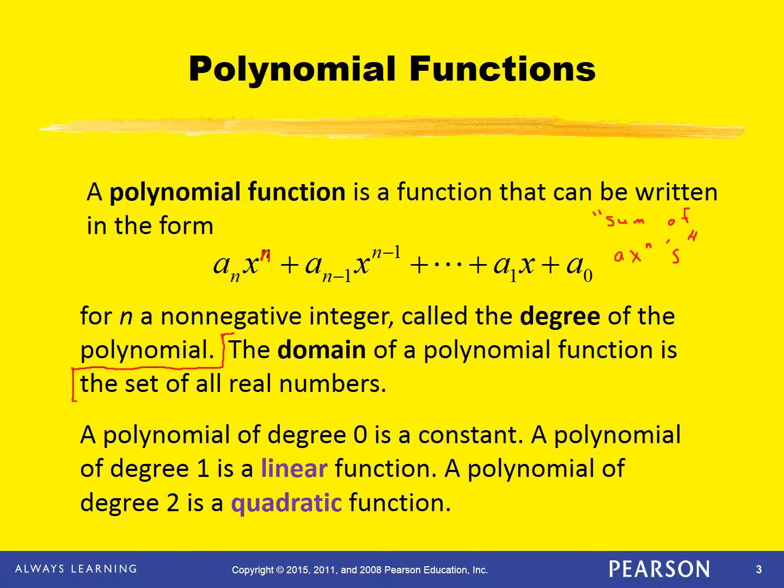A polynomial of degree 0 is a constant. So take your favorite constant. How about 5? Well, that is 5x to the 0. It's degree 0. And we could think of it as a sum of ax to the n's, just one ax to the n, and the exponent on x is 0, so it's degree 0. A polynomial of degree 1 is a linear function. A polynomial of degree 2 is a quadratic function. So by now, you've already experienced the cognitive dissonance of this root quad, which means 4, referring to a second degree function.